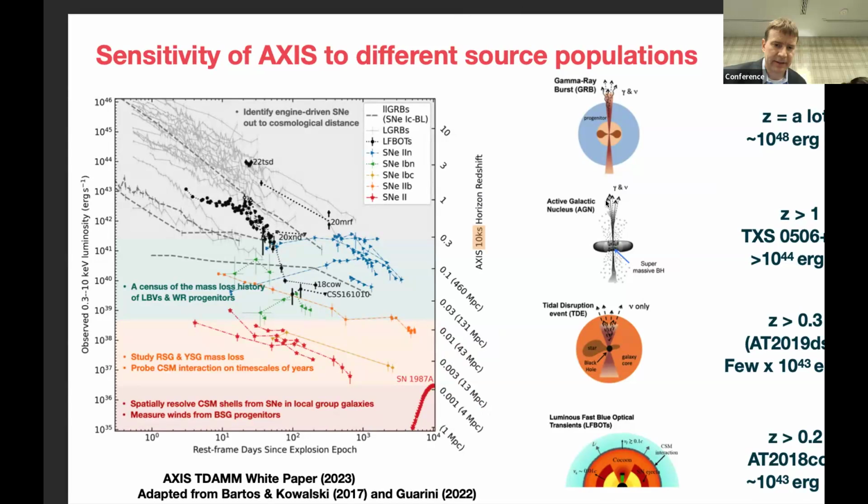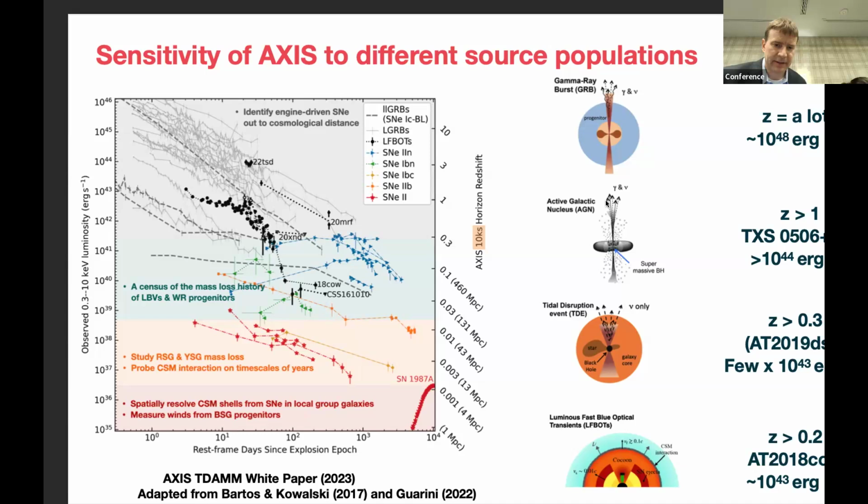and try and work out what each thing is. And so if you look at the individual source classes that I mentioned before, if you have a gamma ray burst, they have a typical luminosity of, I don't know, 10^48 ergs per second. So you can see them up to redshift of a lot, like 10 or even beyond. If you think of flaring blazars, for example, you can see them up to redshift 1, even in 1 kilosecond. For tidal disruption events, you can imagine easily seeing them up to redshift 0.3 or beyond. And even for something like AT2018cow, a luminous fast blue optical transient, you can see them up to redshift 0.2. So this is really quite a lot of depth.